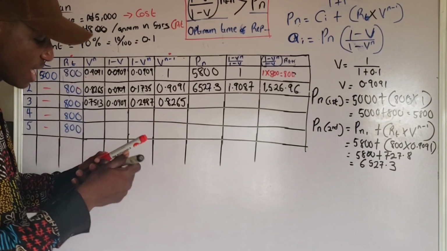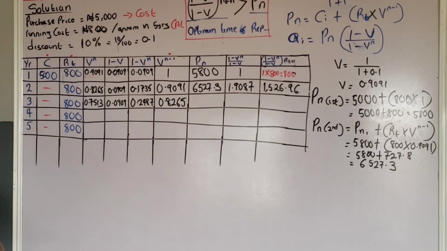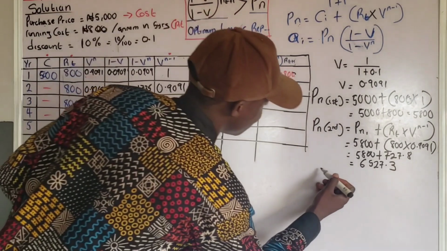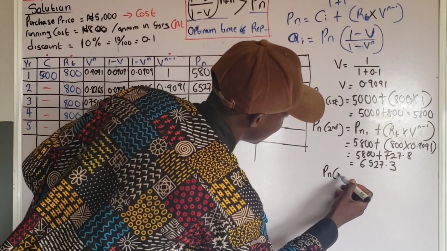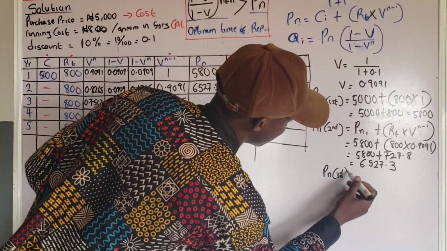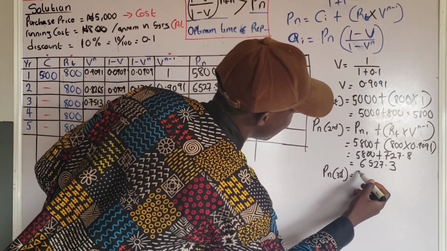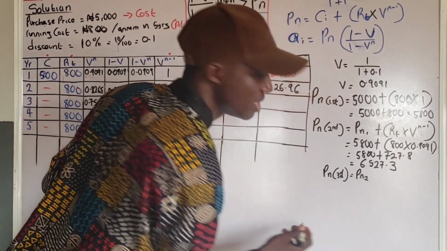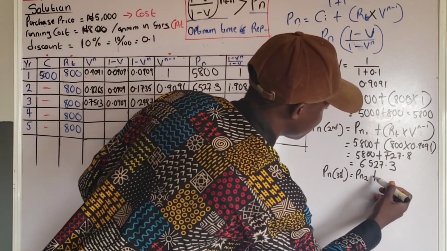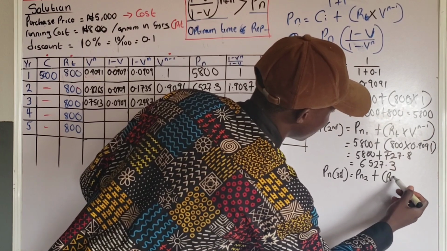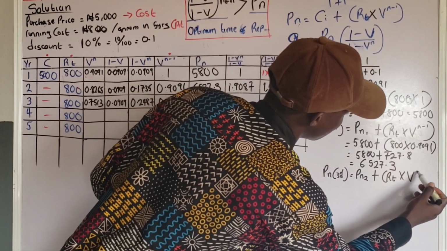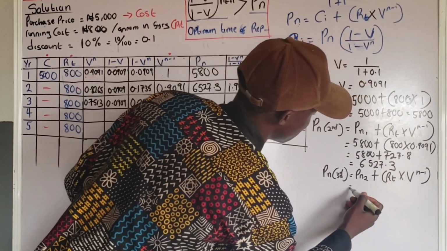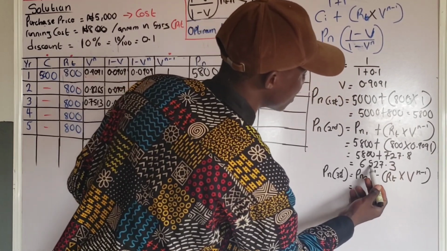Now, the Pn for the third year. Let's determine the Pn for the third year. The Pn for the third year will be the Pn of the second year, you can see, plus r_t multiplied by v raised to the power of n minus 1. So the Pn of the second year is what? Is 6527.